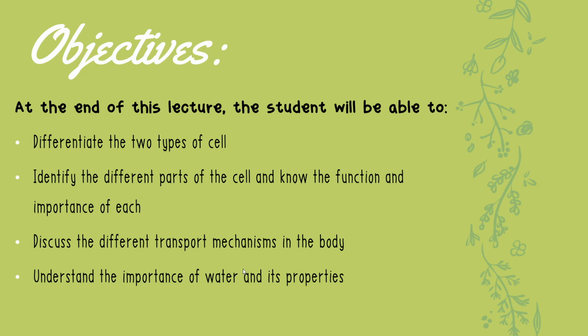So we'll go back to differentiating your two types of cell, identifying the different parts of your cell, and knowing its function and importance. We will also be discussing the different transport mechanisms, and we would also get to discuss the importance of water and its different properties. Very important po that we get to understand the role of water, especially in our body.